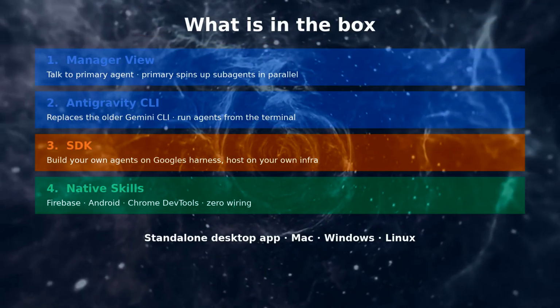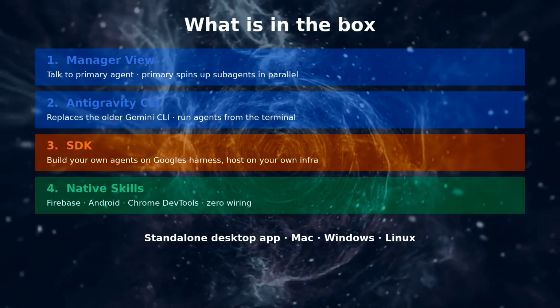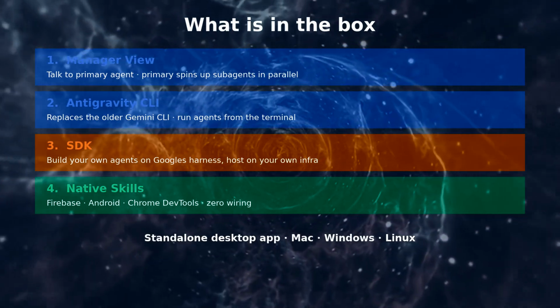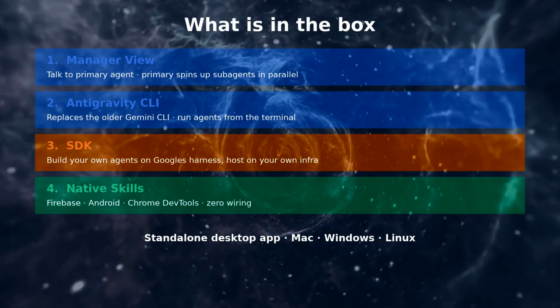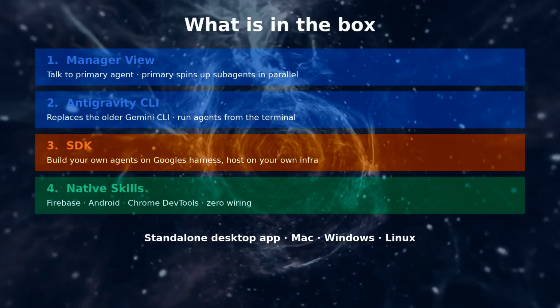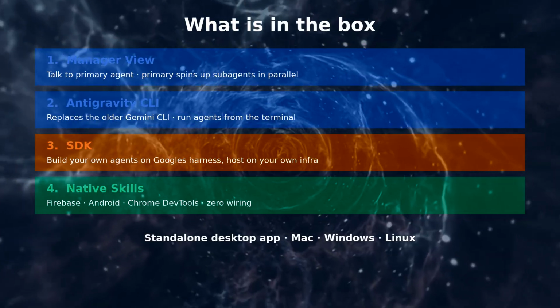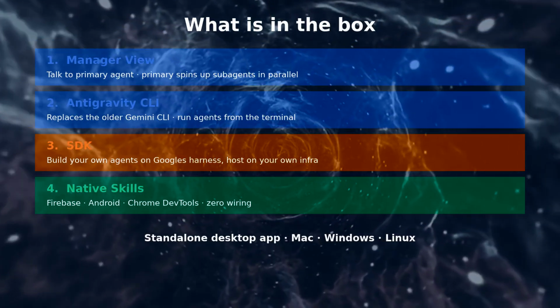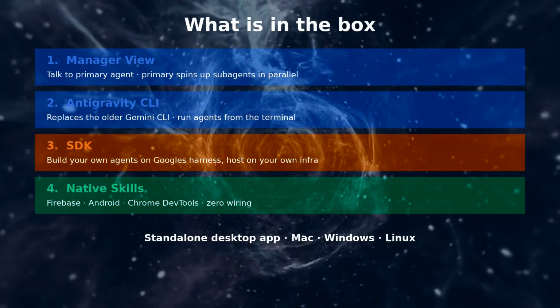Under the hood, 4 pieces. 1. The manager view. You talk to a primary agent. The primary agent can spin off subagents in parallel. One subagent writes the front end, another handles authentication, a third runs the tests, a fourth watches the terminal for errors and rewrites broken code before you see it.